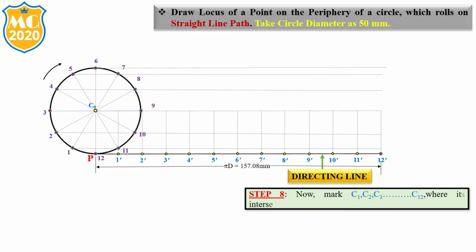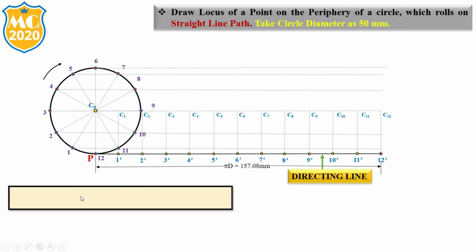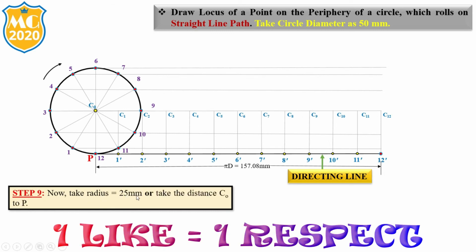Now mark C1, C2, C3 up to C12 where they intersect the center line respectively. Okay, so this is our C1 point, C2 point, C3 point, C4, similarly C12. Now next step, take radius equal to 25 mm, or take the distance CP. Okay, so this is our center, CP, or we can say the radius is 25.